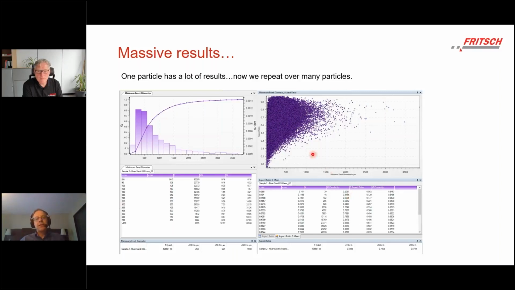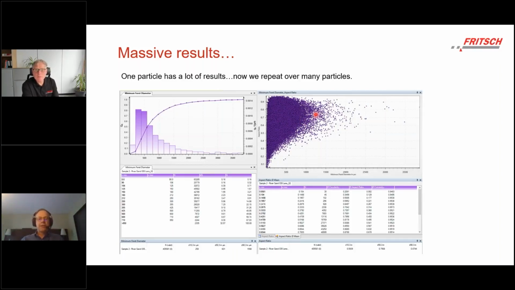The first one is in the upper right, where I have a point cloud. Here I plotted aspect ratio as a function of the minimum Feret. So I have a particle size across the bottom and a shape across the left. And you can see how there's a wider range of aspect ratios for the smaller particles compared to the larger particles. This is where you would start clicking on single points to look at what some of these individual particles look like to give yourself an intuitive idea of what is happening.